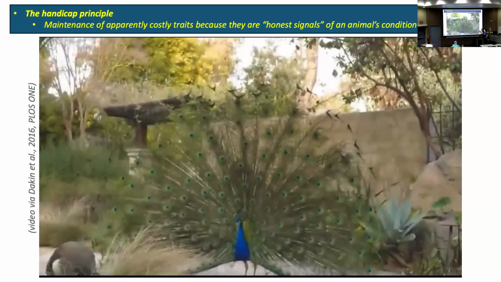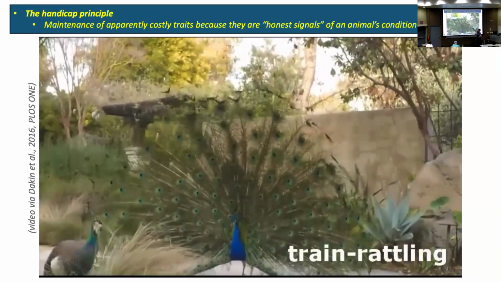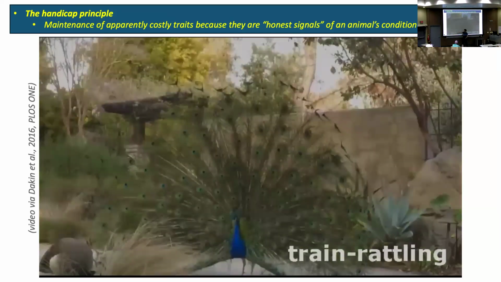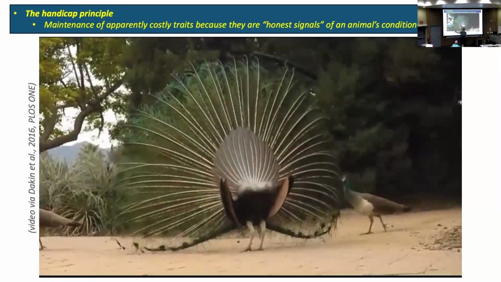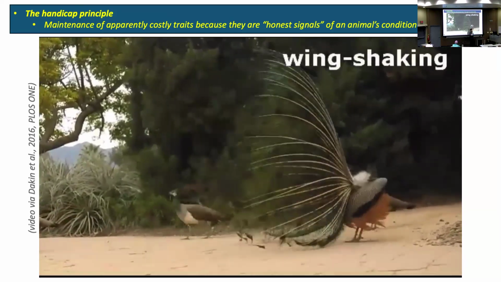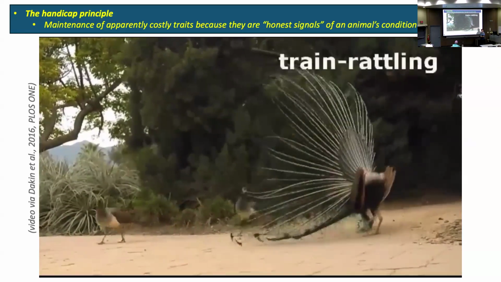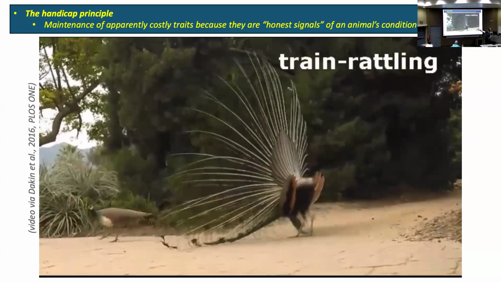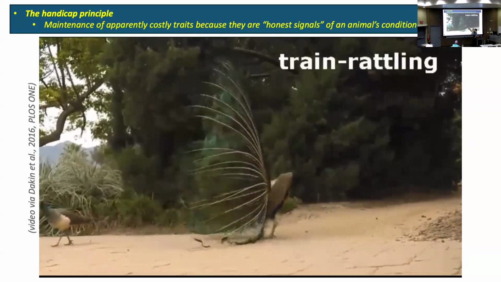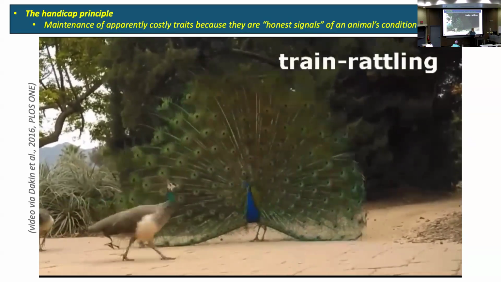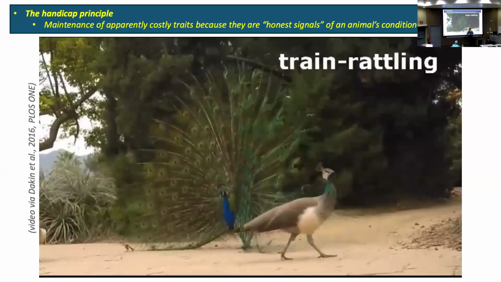More popular example, this male peacock. There's a peahen here. It's displaying to the peahen. The idea here is that the peahen is going to perhaps prefer males that can display these costly signals because it is actually signaling something about the male.